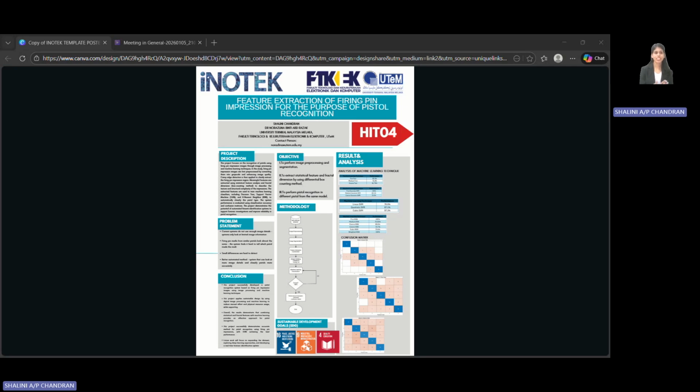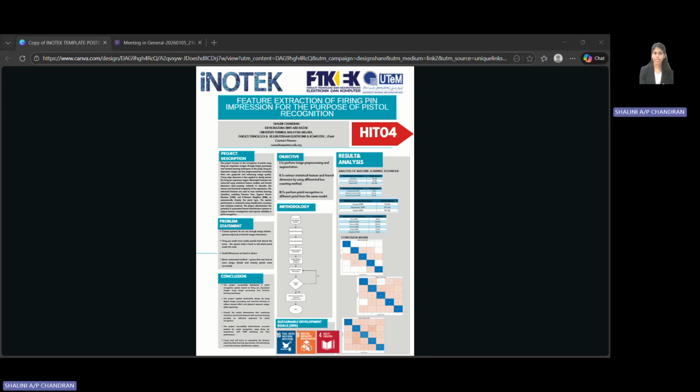So the dataset used in this project consists of firing pin images from 5 pistols of the same model. So for each pistol, 150 firing pin images are used. This gives a total of 750 images for training and testing the system.